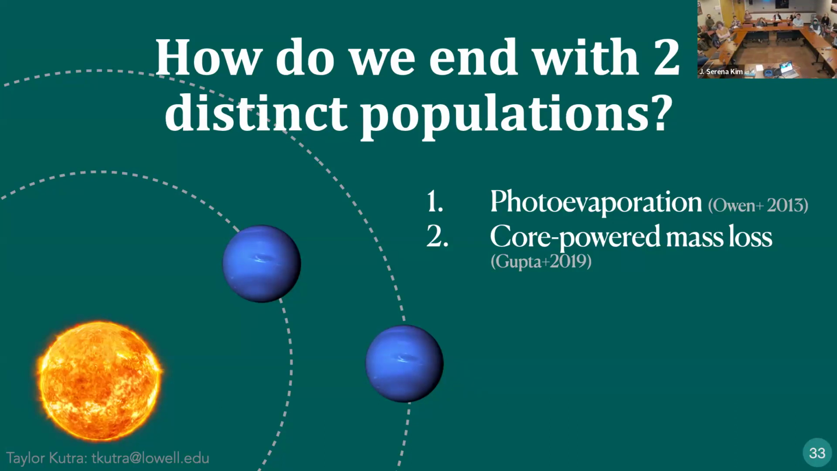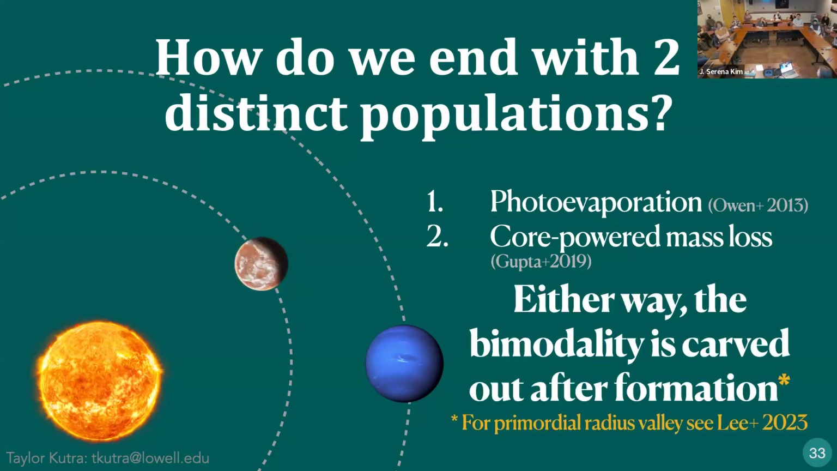And there's two favorite versions of this. The first of which is photoevaporation, where light from the star essentially blasts off the atmosphere of a planet that's either too small or too close, or core powered mass loss, wherein the core of the planet is so hot that the atmosphere is hot and then hydrodynamically escapes as well. And so the point of this is that either way, this bimodality is carved out after formation.